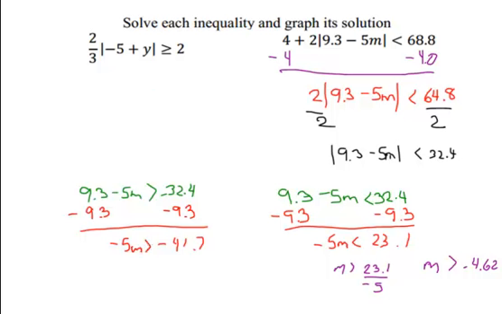Then we're going to divide by a negative 5. A negative divided by a negative is positive. We're going to get 8.34. So m, flip the sign, is less than 8.34. So this time for my graph, I have open dots because I have the non-inclusive inequality. Negative 4.62 is less than positive 8.34.